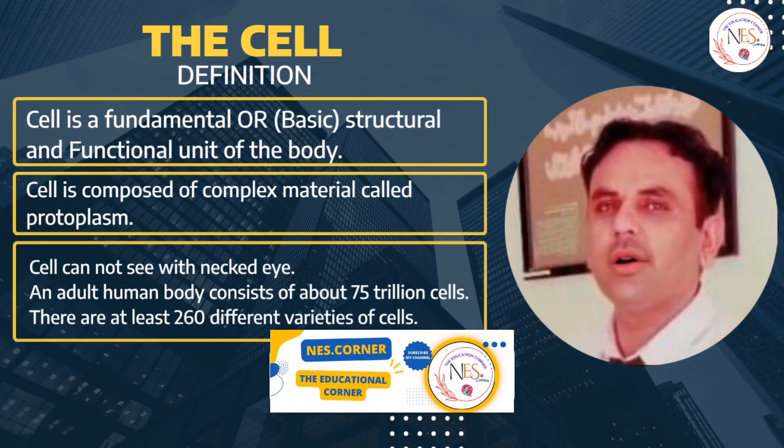The cell is a fundamental, or we can say it is the basic structural and functional unit of the body. The human cell is composed of a complex material called protoplasm. The cell cannot be seen with the naked eye. An adult human body consists of about 75 trillion cells, and studies have proved that in the human body there are at least 260 different varieties of cells.